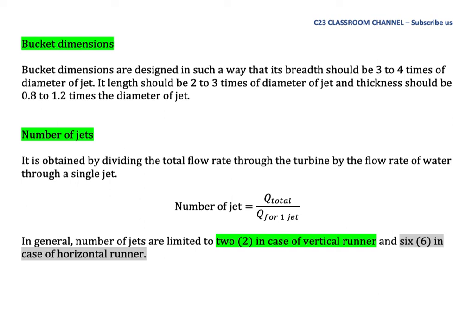Number of jets. It is obtained by dividing the total flow rate through the turbine by the flow rate of water through a single jet. It can be written like this: number of jets is equal to total flow rate divided by flow rate for one jet. In general, the number of jets is limited to 2 in the case of a vertical runner, as we showed you previously, and 6 in the case of a horizontal runner.